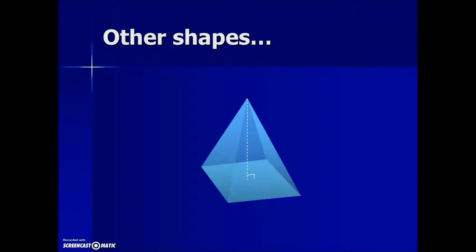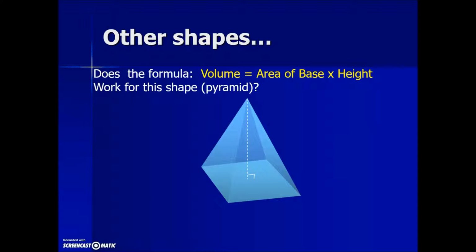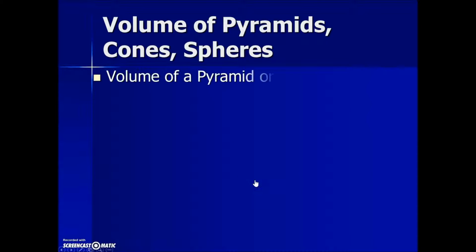When we have three-dimensional objects that do not have the parallel bases or faces opposite one another, we have to use a different volume formula. And here we have a pyramid, which this is not going to work because there is not another face parallel and the same shape as the base here, the square. And so other formulas for three-dimensional objects can be the following.